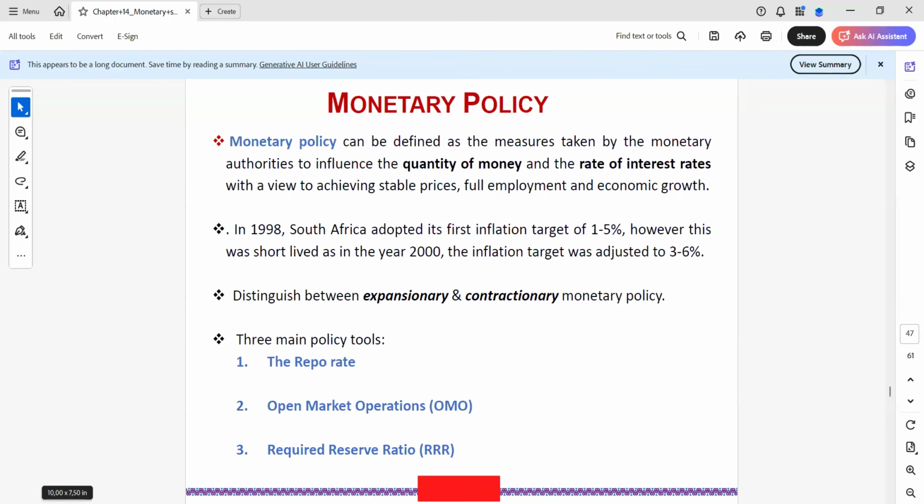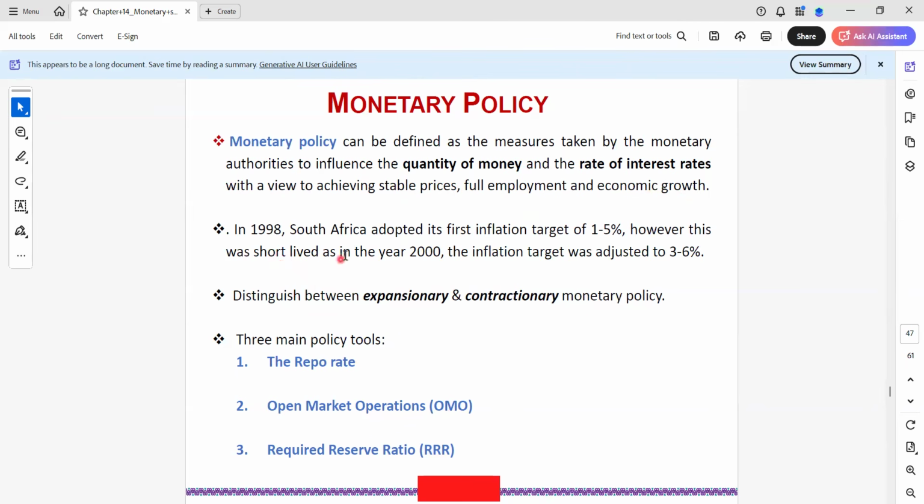So monetary policy can be defined as measures taken by the monetary authorities, being the South African Reserve Bank, to influence the quantity of money and the rate of interest with a view to achieving stable prices, full employment, and economic growth. I think you have to know this. Monetary policy can be defined as measures taken by the monetary authority to influence the quantity of money and the interest rate with a view of achieving stable prices, full employment, and economic growth.